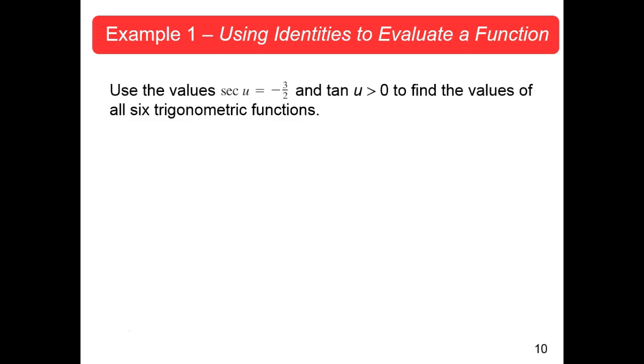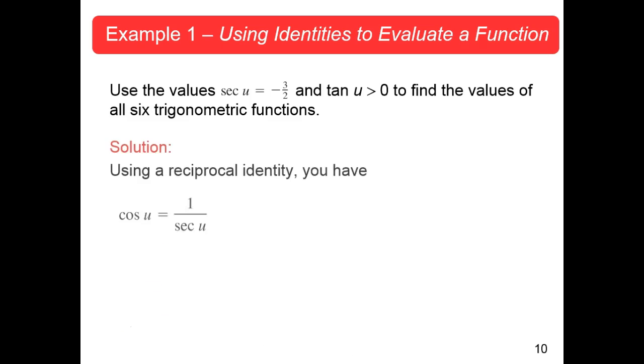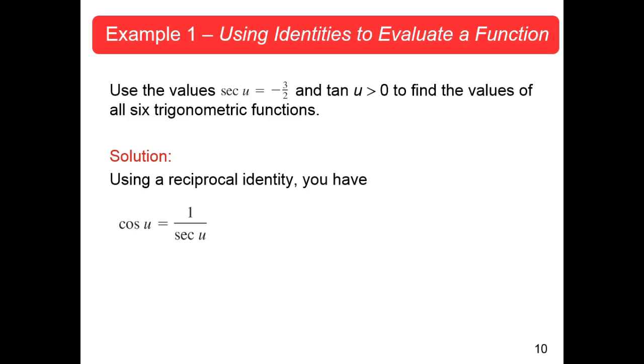So how do they begin? They first locate where you are. No, they don't. They just jump right into it. Using the reciprocal identity that cosine is 1 over secant, knowing secant is negative 3/2, cosine will then be negative 2/3. Okay. Got it. That's the easy one.